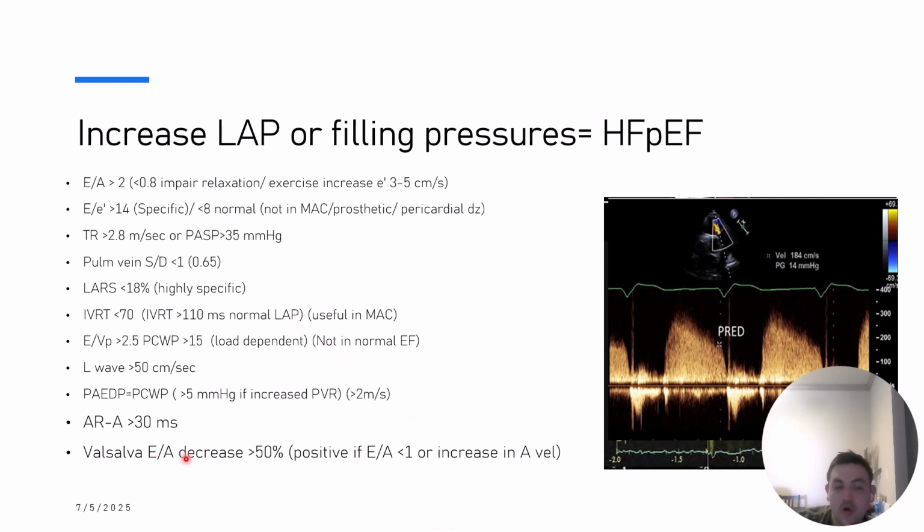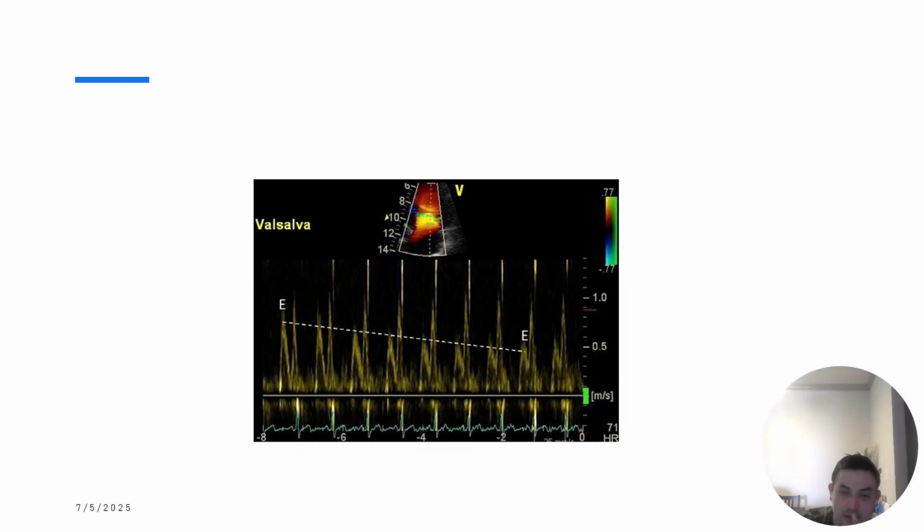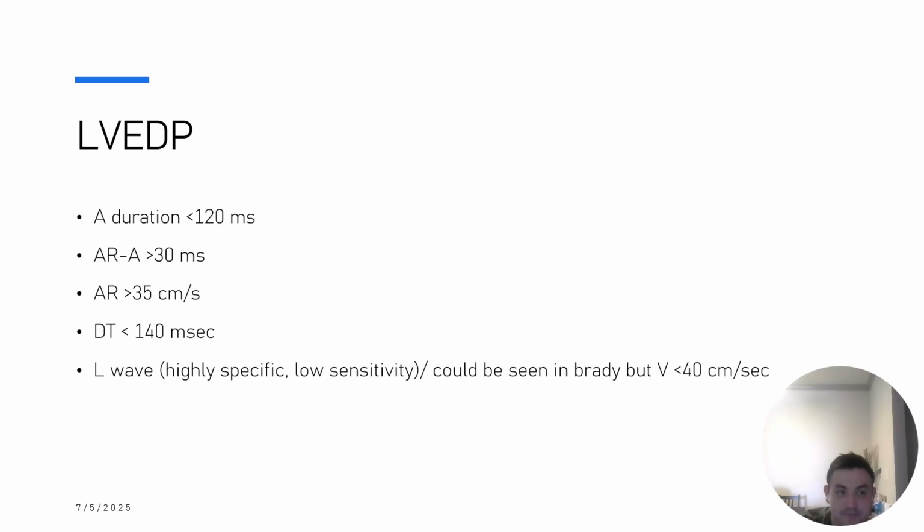And the Valsalva maneuver you can also use if the decrease in the E over A ratio is more than 15%. That is a positive Valsalva maneuver, and this is load dependent. So you make the patient do a Valsalva maneuver like this, and you are going to see how the E over A ratio is going to flip. And by the way, for a good Valsalva maneuver, the E prime has to reduce at least 10%.